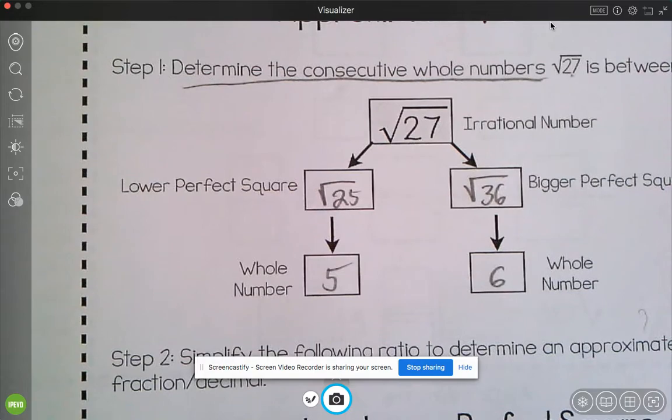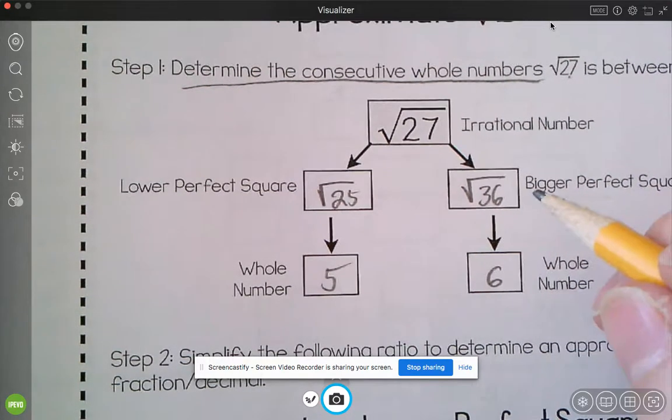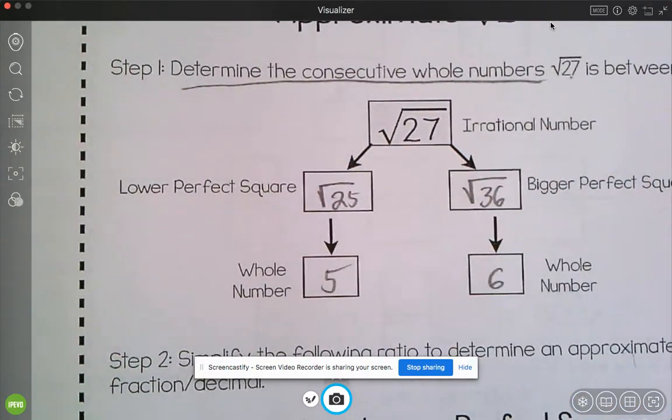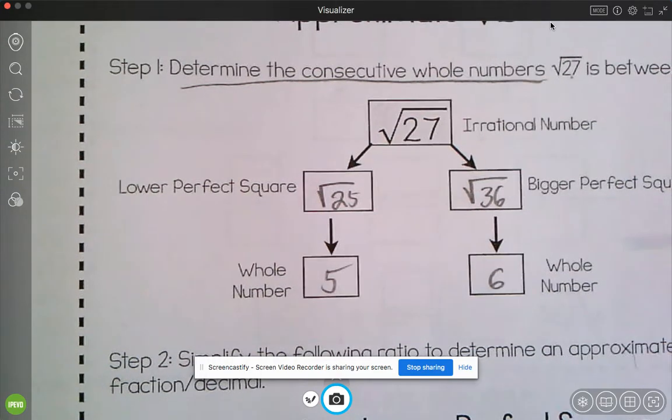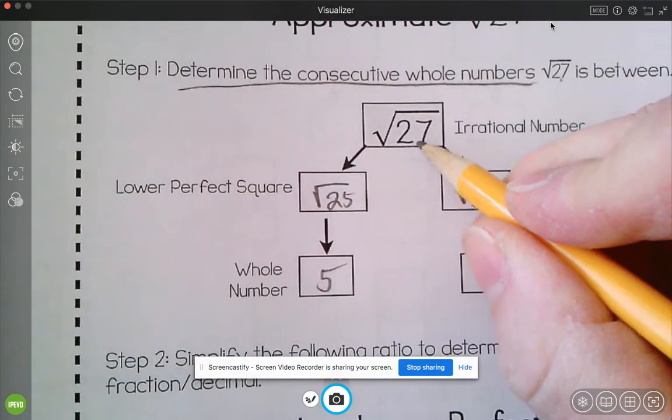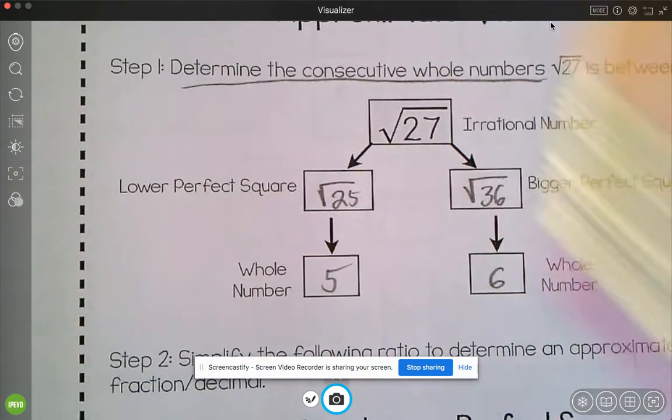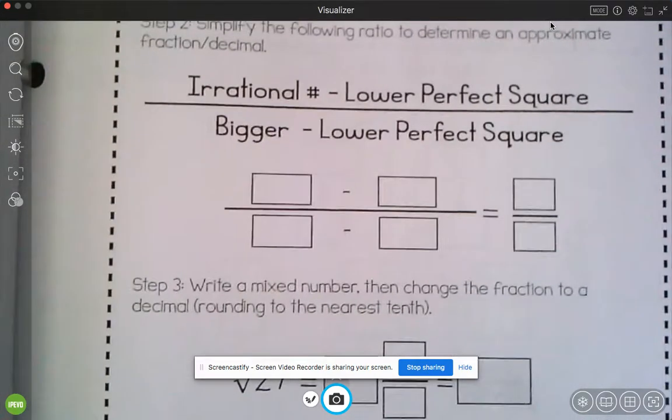So in the other lesson, we would just go ahead and say, all right, this is definitely closer to 5, and try 5.1, 5.2, 5.3 times itself until we get as close to 27 as possible. But now we're going to do something a little different.